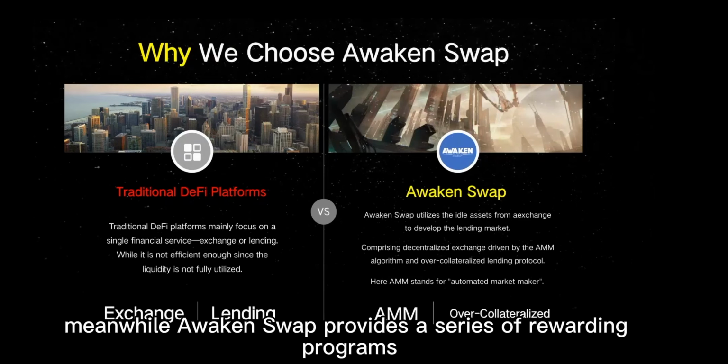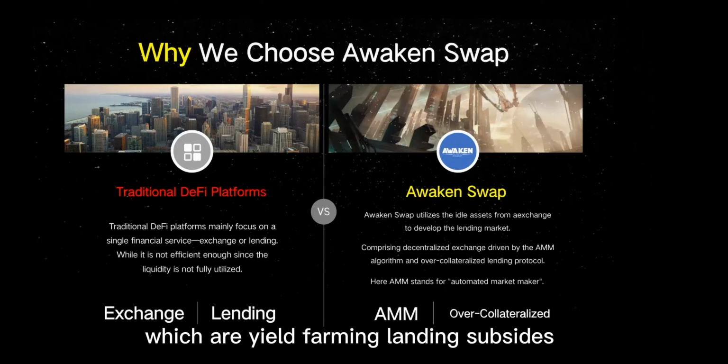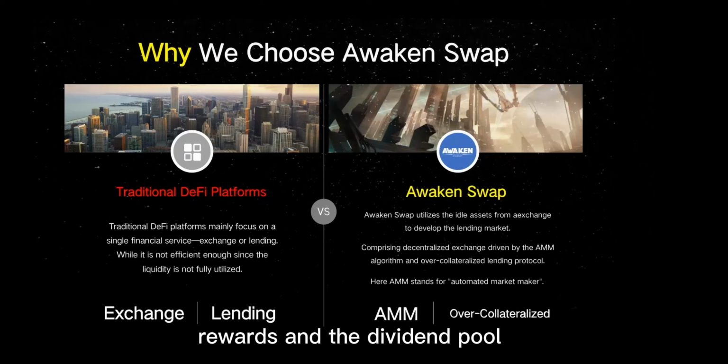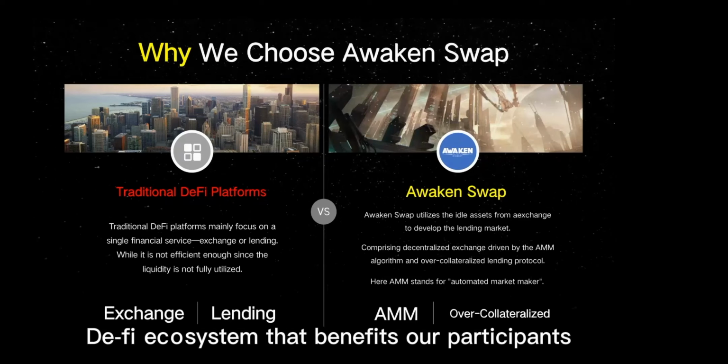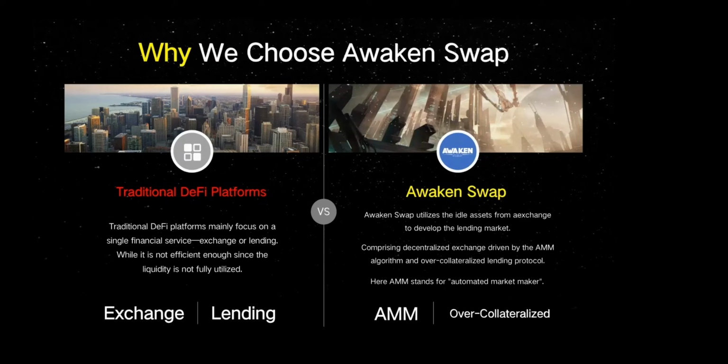Meanwhile, AwakenSwap provides a series of rewarding programs, which are yield farming, lending subsidies, trading contest rewards, and the dividend pool, to build an inclusive DeFi ecosystem that benefits all participants on the platform.